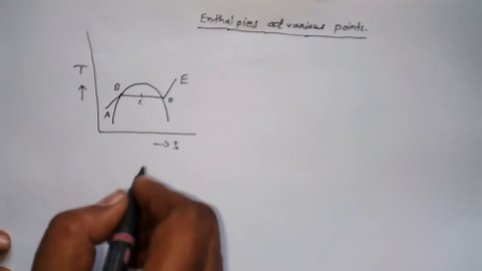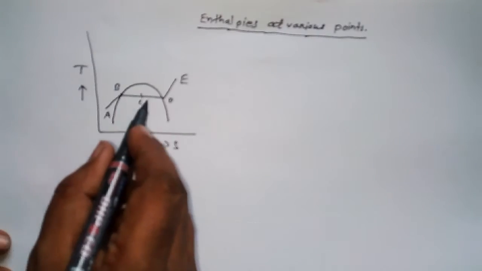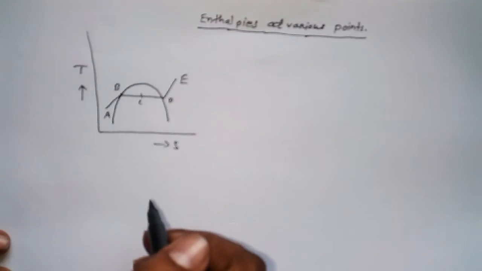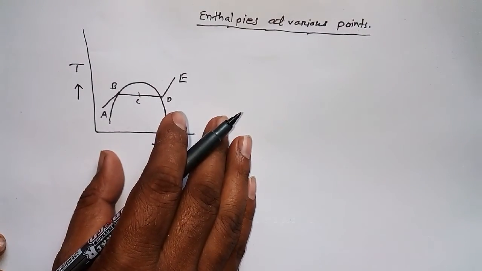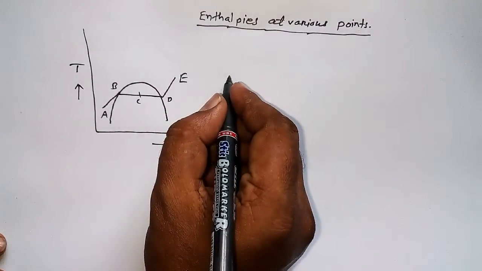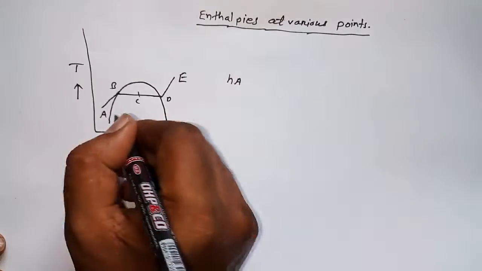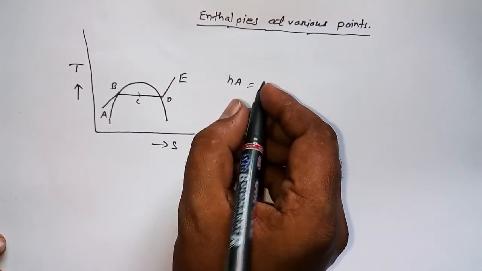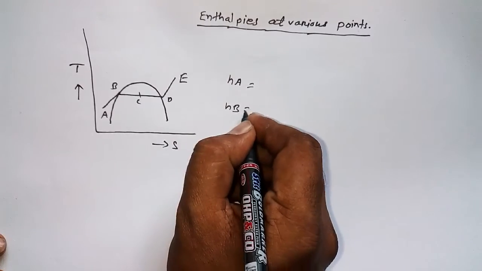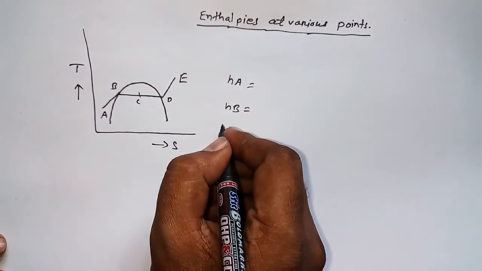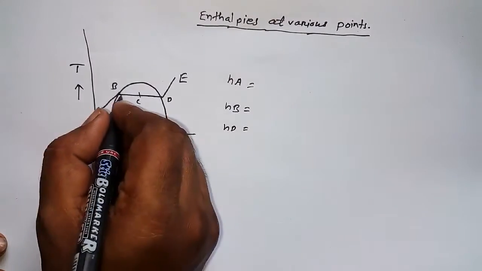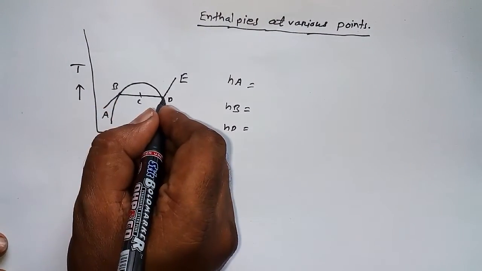So what is happening here? We have five points: one, two, three, four, five. We need to find out the enthalpy for all 5 points. Suppose we want to find out HA, then we have a different formula. If we want to find out HB, then we have a different formula. But I can make you understand these 2 points, HB and HG, quite easily.